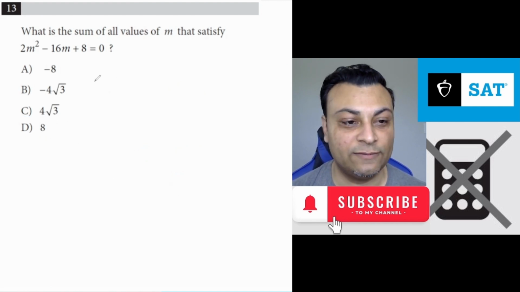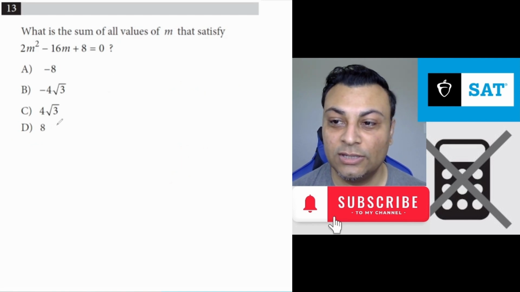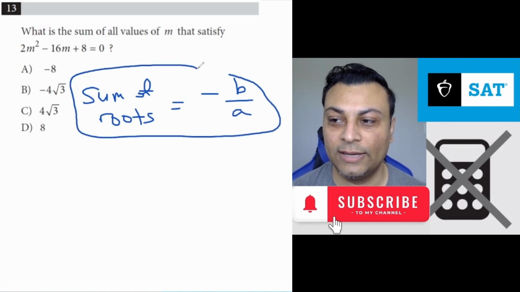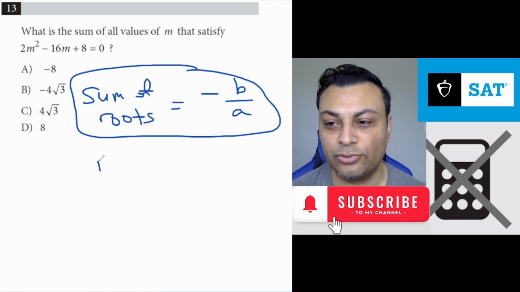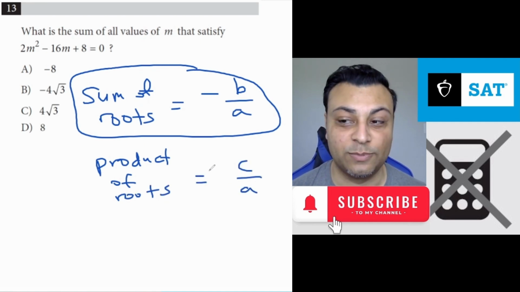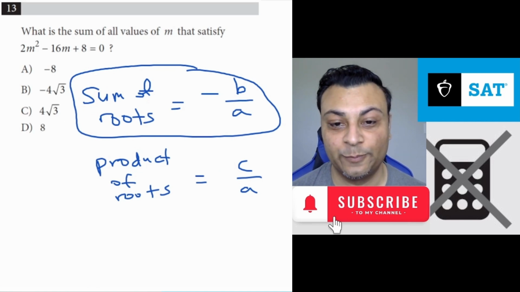Another way is that when you have a quadratic equation, the sum of the roots will always be -b over a. And for added information, the product of the roots will be c over a. We're not going to use that for this problem, but -b over a is useful.